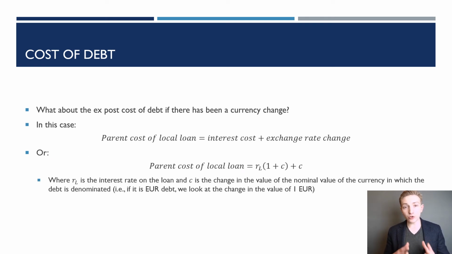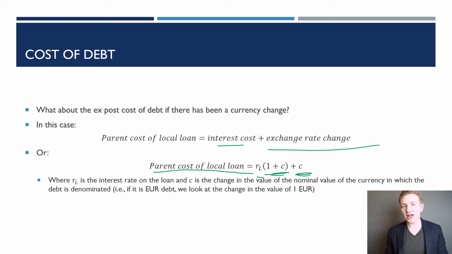So we need to look as well at the cost of these borrowings. What is the ex post cost of borrowing in a given currency? The ex post cost of borrowing is a function of two things: the interest cost and the exchange rate cost. We can express this as follows. The percent cost of a local loan is the interest cost multiplied by 1 plus the change in the currency, plus the currency change.